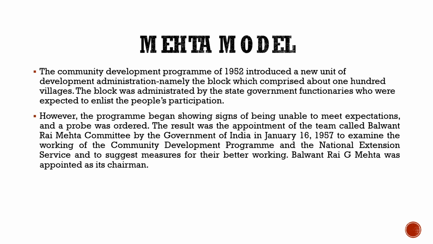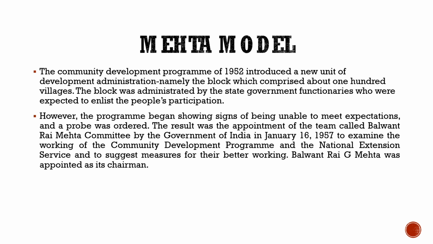However, the program began showing signs of being unable to meet the expectations, and a probe was ordered. The result was the appointment of a team called the Balwant Rai Mehta Committee by the Government of India on January 16, 1957, to examine the working of the Community Development Program and the National Extension Service and to suggest measures for their better working. Balwant Rai G. Mehta was appointed as its chairman.